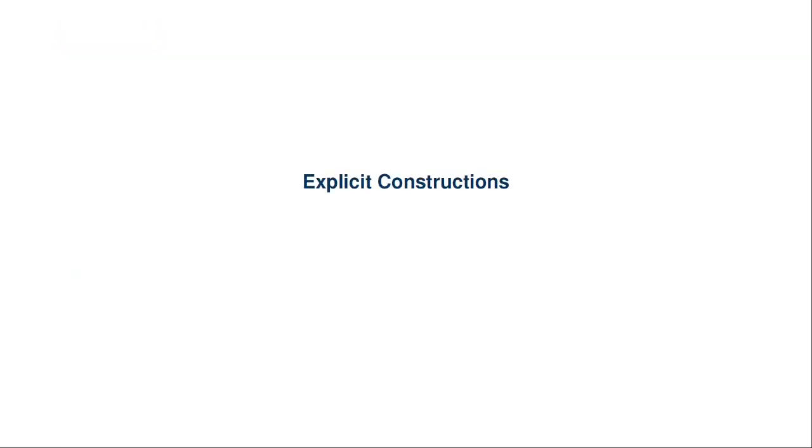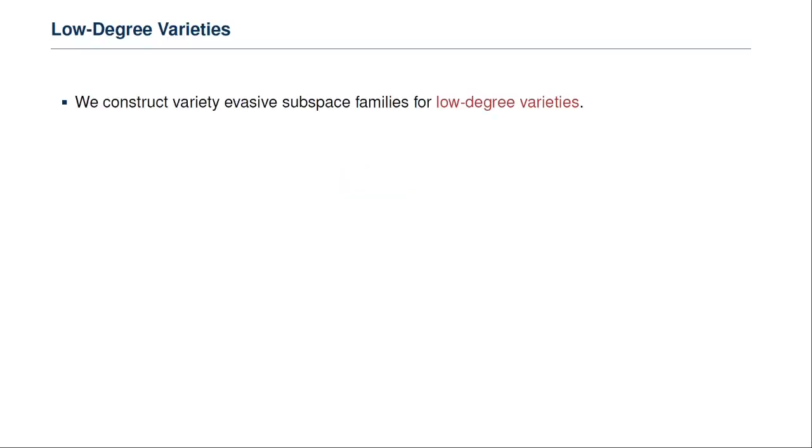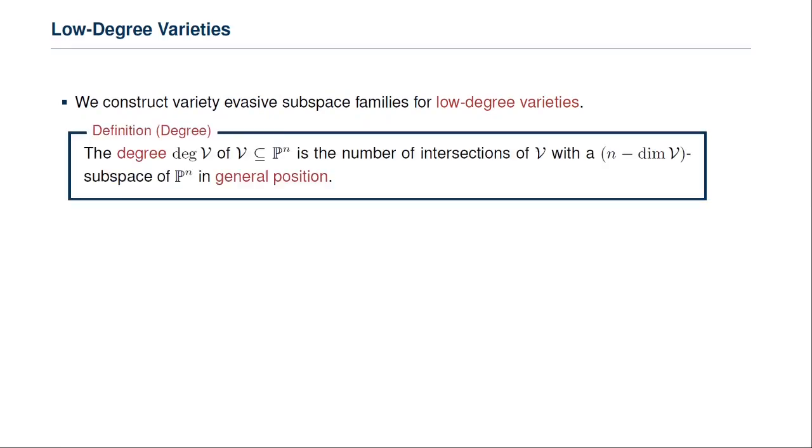Next, I'm going to talk about explicit constructions of variety evasive subspace families. In our paper, we focus on the construction for varieties of low degree. Here, the degree of a variety V is defined to be the number of intersections of V with a subspace in general position, whose codimension equals the dimension of V. And we focus on the family C_{n,d}, which is the family of varieties whose degrees are bounded by d.